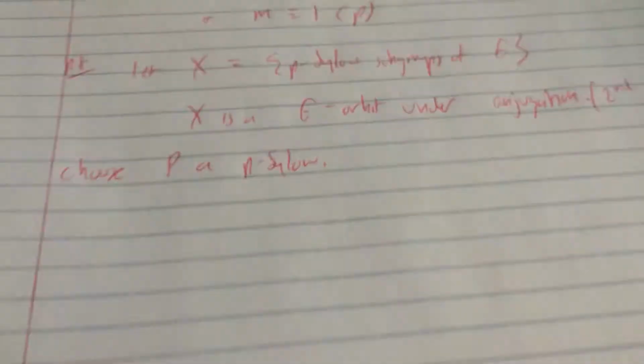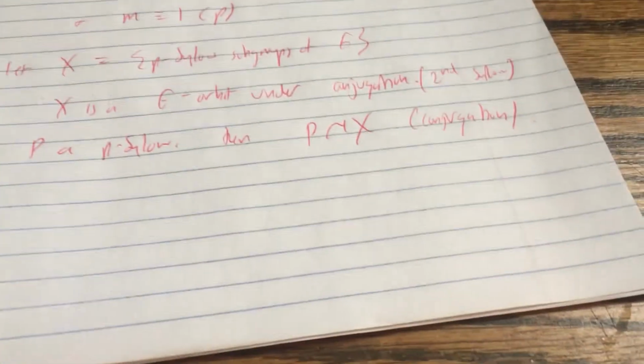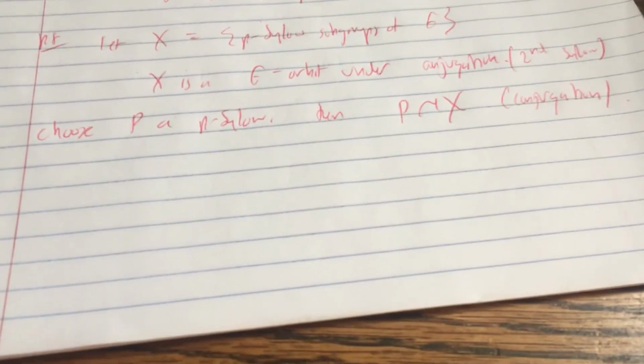Now we can choose a P-Sylow subgroup P. Again, we know there is one by the first Sylow theorem, so just pick your favorite one. Then P also acts on X by conjugation. Sure it does: G acts on X by conjugation, it's an orbit, and P is inside G as a subgroup. So now P is acting on X by conjugation.